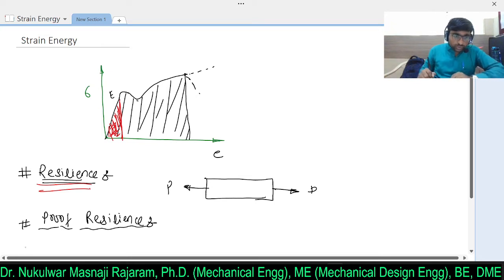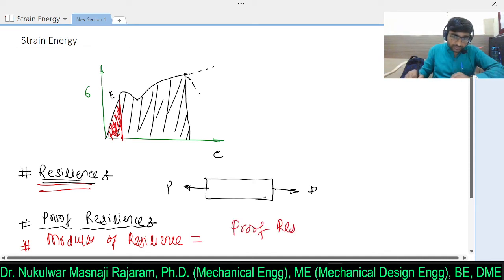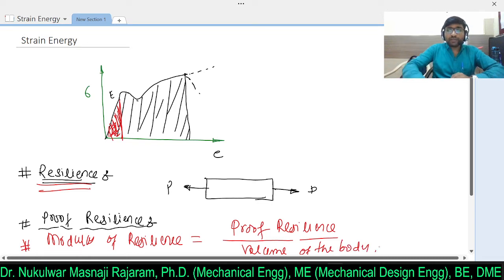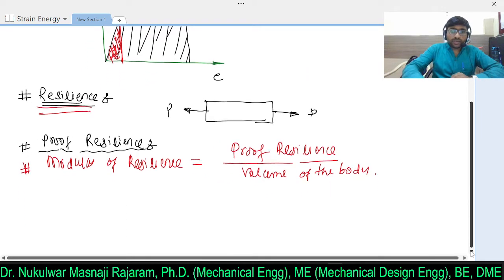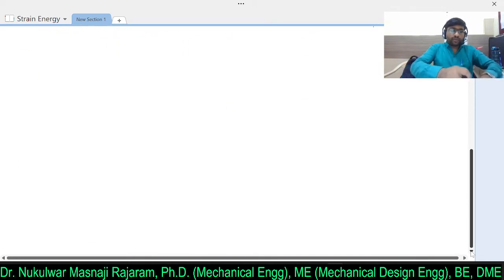Clear? So the next definition is related to the modulus of resilience. Now this modulus of resilience is nothing but proof resilience divided by volume of the body. It is just a simple ratio of proof resilience divided by volume of the body.